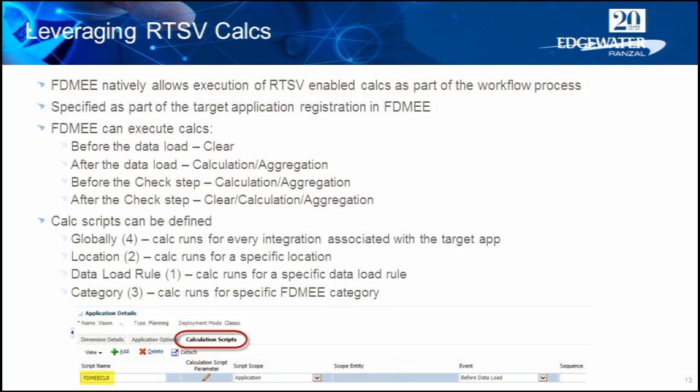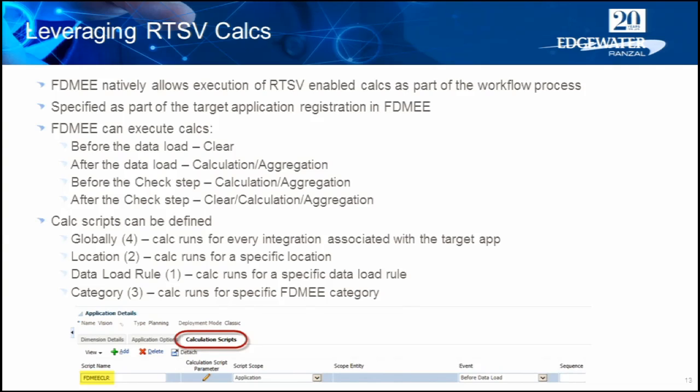I can actually ratchet it down even further. I can get down into location, which is a subset of data load rule, which is a further subsetting of data, and then what's called a category in FDMEE, which is akin to a scenario, as most people know it.